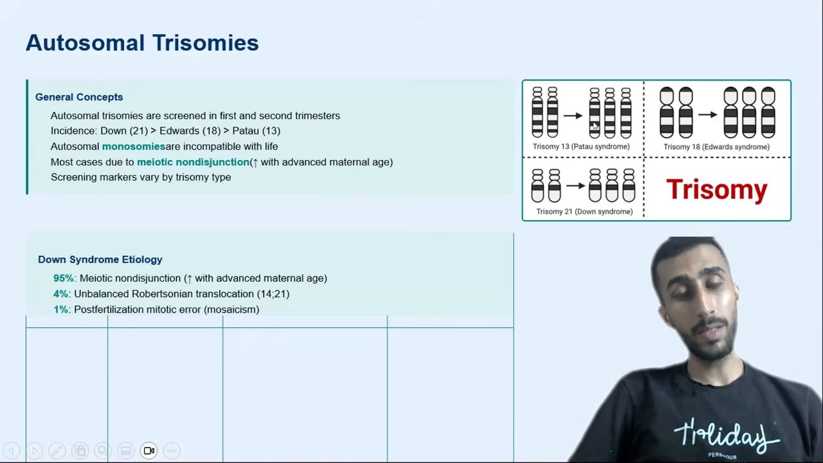So we have two chromosomes, and they may be expanded to be 3 chromosomes. So this is what we mean by trisomy. But if we lost 1 chromosome and we have 1 chromosome, it is called monosomy. But monosomies are incompatible with life, versus trisomies.